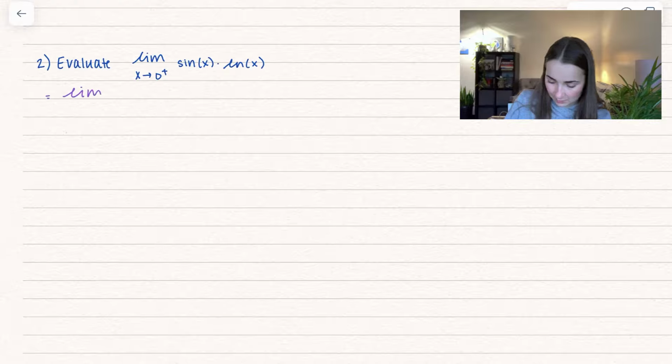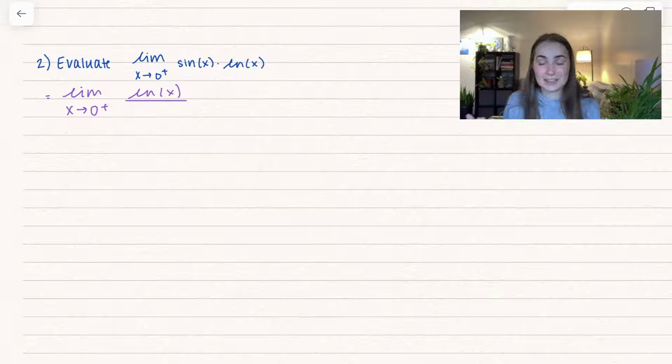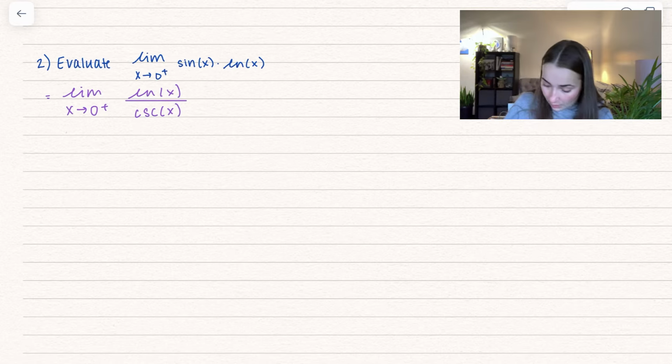So the limit, natural log of x, we can't rewrite in any special way, so that one's going to stay in the numerator. But we're going to move that sine of x to the denominator using its inverse, which is cosecant. So that's how you can manipulate trig functions to make it into a quotient. So now, of course, we're going to go ahead and use direct substitution. Let's plug in that 0.